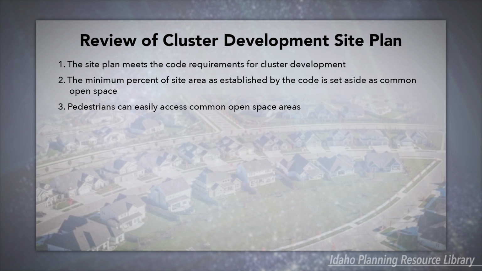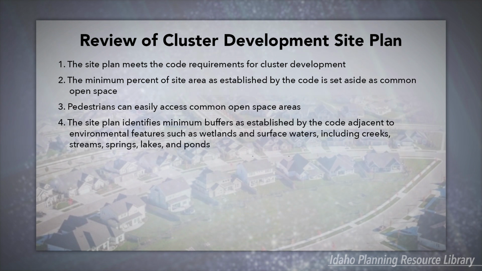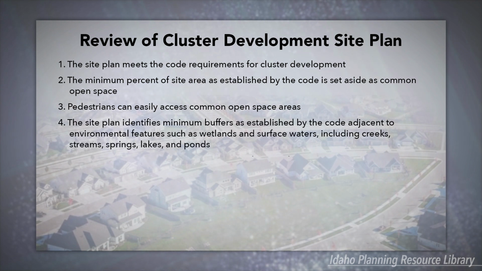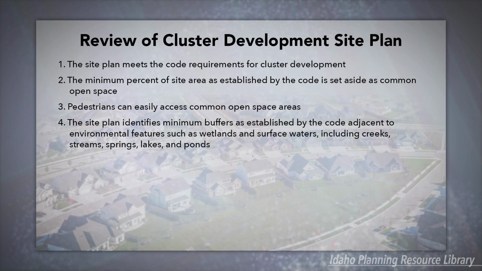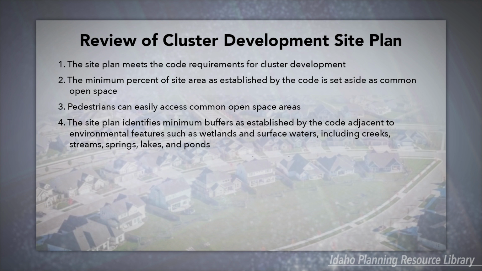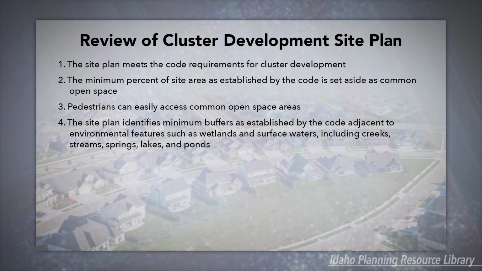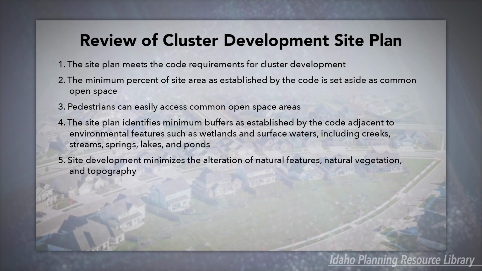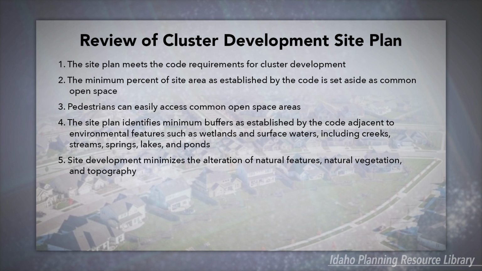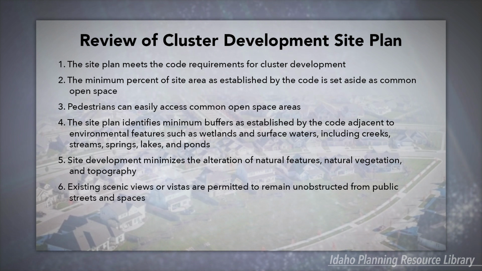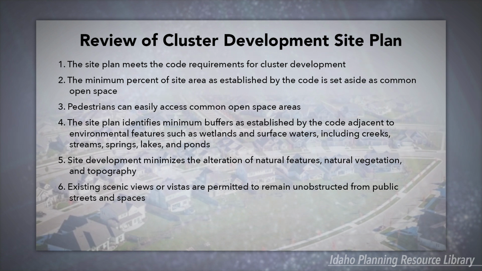Pedestrians can easily access common open space. The site plan identifies minimum buffers as established by the code adjacent to environmental features, such as wetlands and surface waters, including creeks, streams, springs, lakes, and ponds. Individual lots, buildings, streets, and parking areas are situated to minimize the alteration of natural features, natural vegetation, and topography. Existing scenic views or vistas are permitted to remain unobstructed from public streets and spaces.